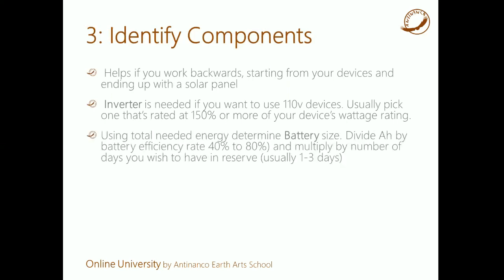Then we need to figure out our battery size. We know how many amp hours we need, and batteries are usually rated in amp hours, so that's a little straightforward. All we need to know is the efficiency rate of our battery, and then we multiply by the number of days we want to have in reserve. We can do 1 or 2 or 3 or even 7 days if we'd like, but obviously that will increase the battery size and cost. One word of advice: the efficiency rate is usually not listed on the battery, and it can be guessed by the type of battery you're getting.